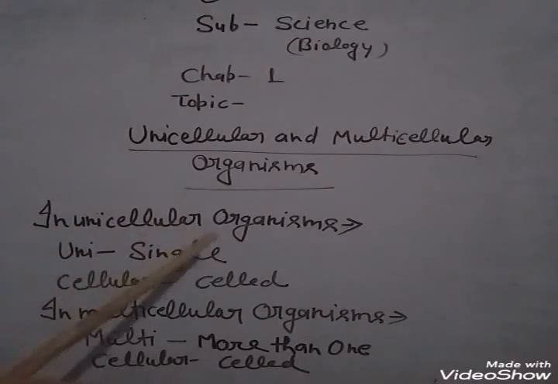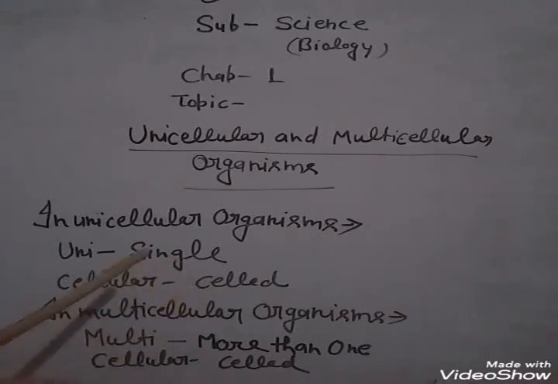In unicellular organism, uni means single, cellular means cell. Which organism is single celled is called unicellular organism. In an easy way, organisms which consist of a single cell are called unicellular organisms.